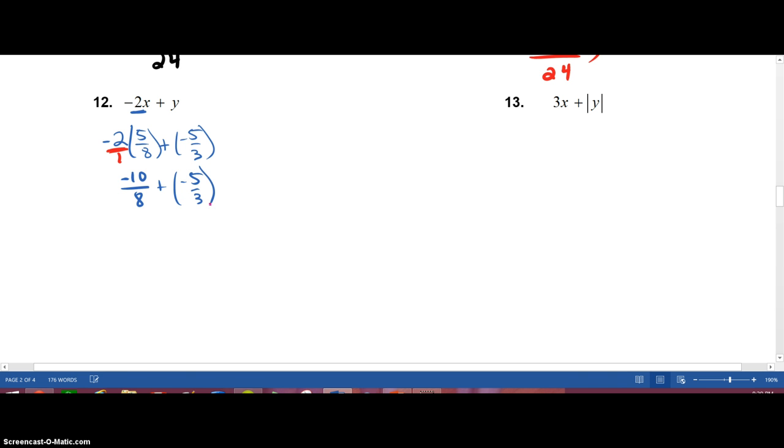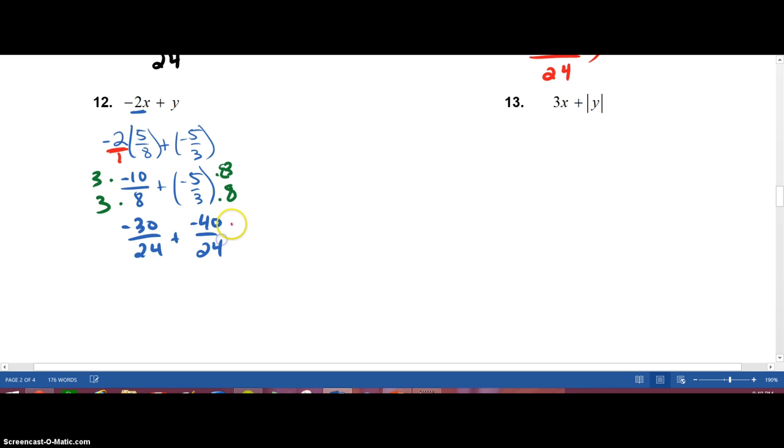Now it's another addition problem. We need to get our common denominators. So again, it'll be 24. So I'm going to go ahead and do that. Hopefully you guys are always checking to make sure that you're getting a common denominator when you're adding or subtracting fractions. That is always our first step to look for. So my new fractions will be negative 30 over 24 plus negative 40 over 24.